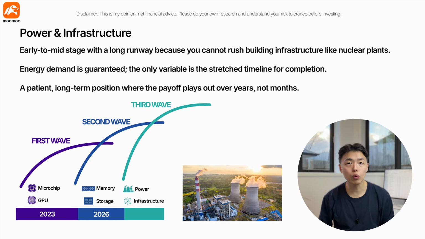It has a long runway because you can't simply rush to build a nuclear plant. The demand is locked in. It is just the timeline that is stretched. This is a patient, long-term position. The payoff here plays out over many years, not months.